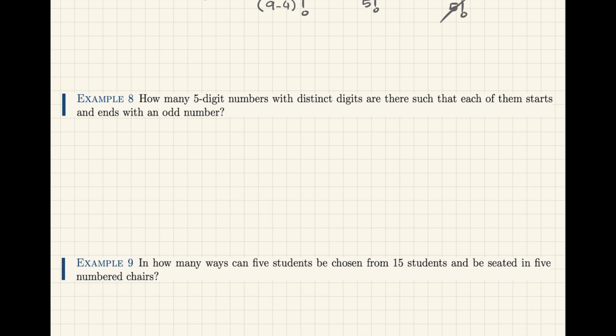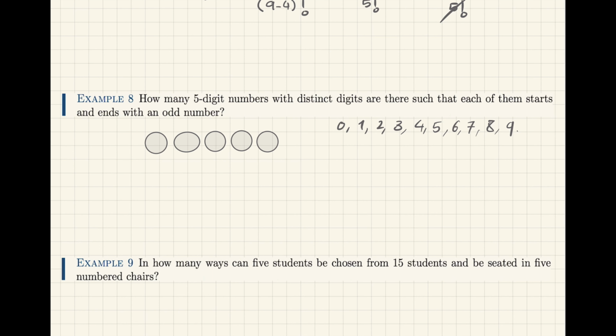So here I have a 5-digit number, so it means that I have 5 positions. 1, 2, 3, 4, and 5, yes? But the first one and the last one should be an odd number. So let me write all the digits that I have. 0, 1, 2, 3, 4, 5, 6, 7, 8, and 9. Okay, the first stage of the problem is to fill up these 2 positions. They have to be odd numbers.